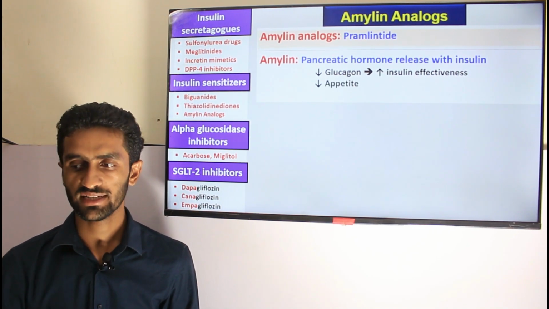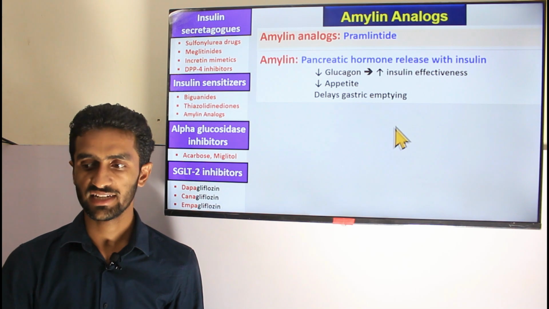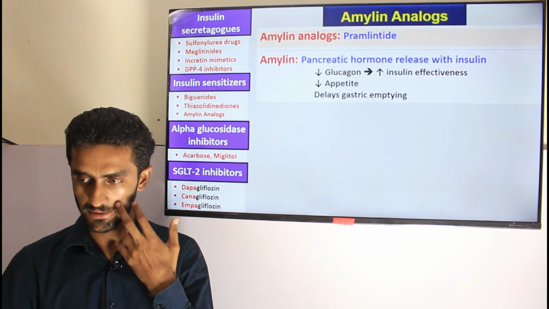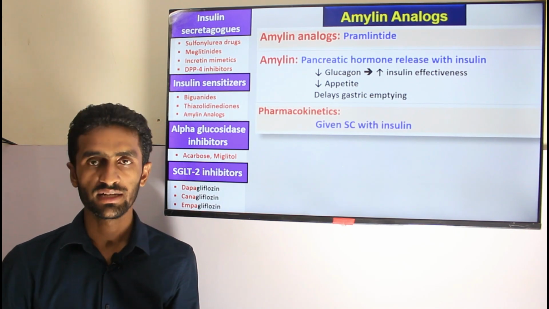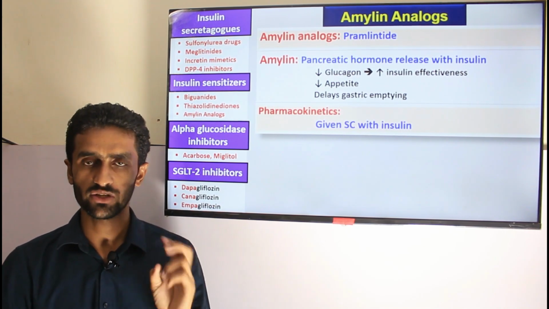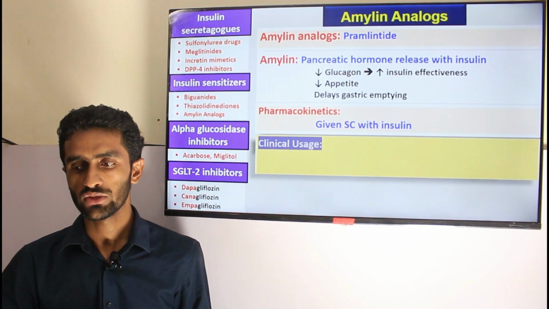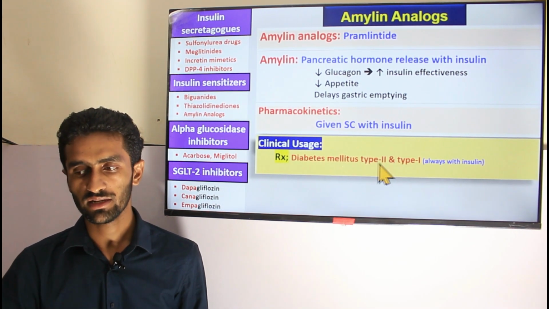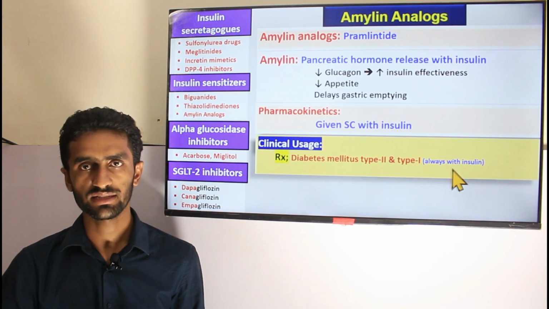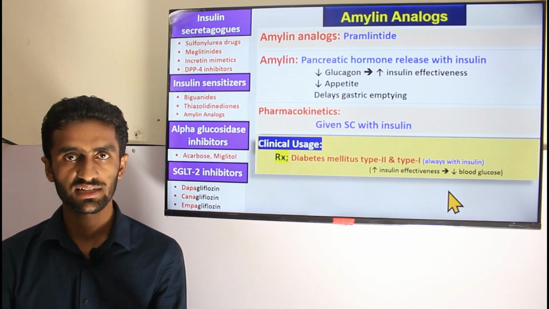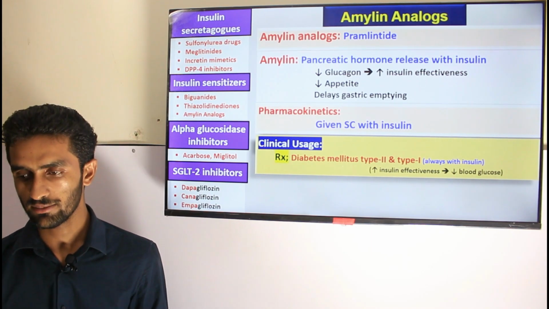Okay, and they also decrease the appetite and delay gastric emptying. So in this way they are useful to maintain the blood glucose. Okay, pharmacokinetics: given subcutaneously with insulin. They are not used alone, so always used with the insulin. Okay, so clinical usage: diabetes type 2 or type 1. Because they are used with the insulin, this can be effective, since they increase the action of the insulin, so they decrease the blood glucose.